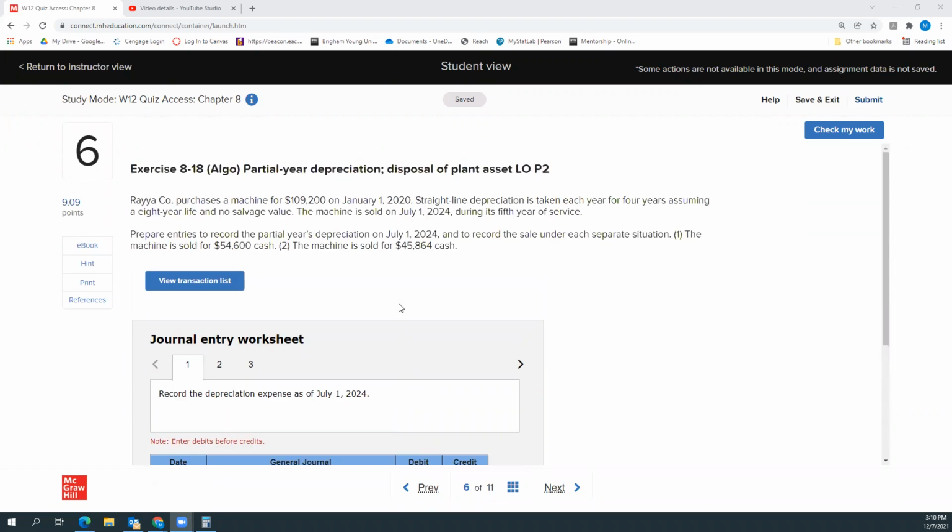It's hard to say that fast, quiz access like that. That's actually quiz access. So this is the Raya company, Araya. I don't know, maybe it's that Disney dragon.